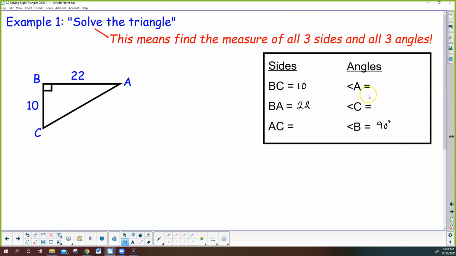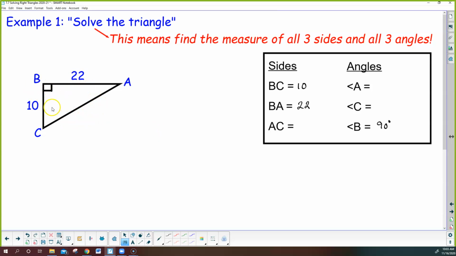So that we know 3 of the 6 items we have to find, and that's always going to be true. You're either going to be given 2 sides and an angle, which will be 90, or you'll be given 2 angles, which will be 90 and another angle, and 1 side. And then we have to decide how do we find all the rest of the pieces of information.